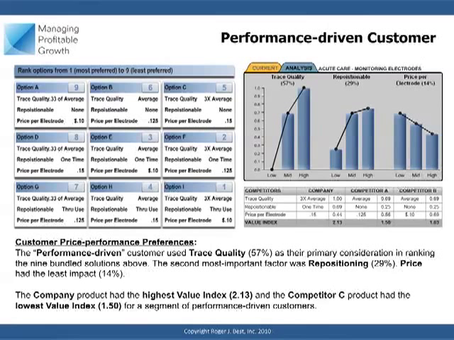Performance-driven customers placed more value on electrode trace quality and repositioning. Price accounted for only 14% of the choice variance. The real value driver in this example is trace quality, though one-time repositioning of an electrode did have some incremental value. The company would be the preferred choice with a value index of 2.13. Competitor B is the second most attractive product with a value index of 1.63, while competitor A has a value index of 1.50.